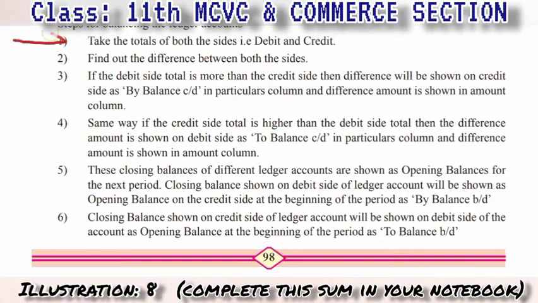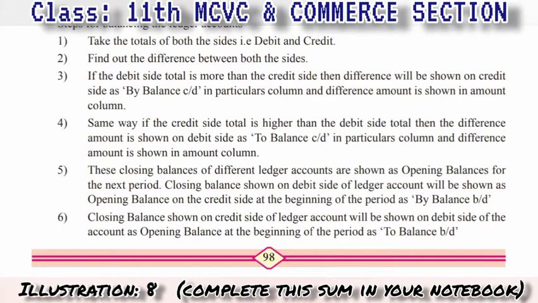So the very first point is this: take the totals of both the sides. If I am talking about both the sides, it means one side is on the left hand side, called debit, and on the right hand side it is called credit. Debit will be shown on the left hand side and credit will be shown on the right hand side. So this is what is called both the sides. Then find out the differences between both the sides.